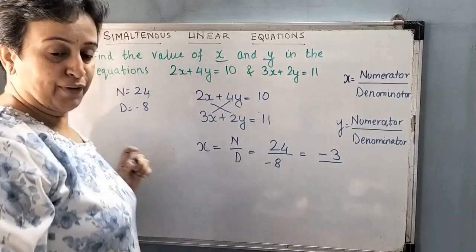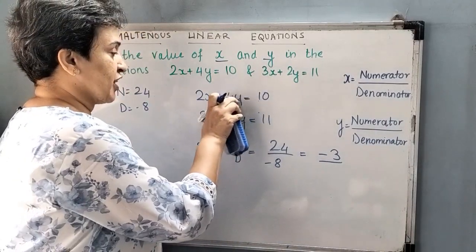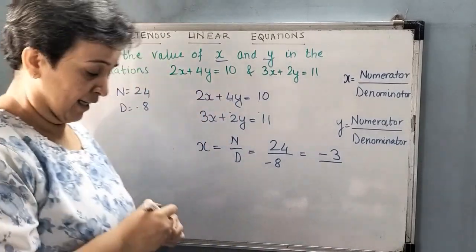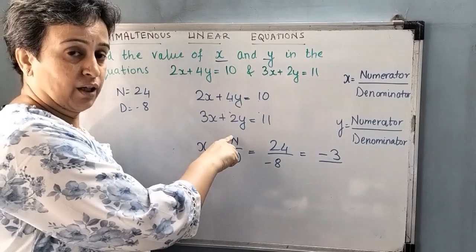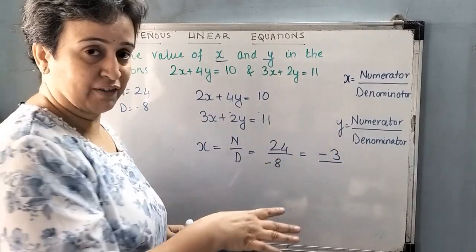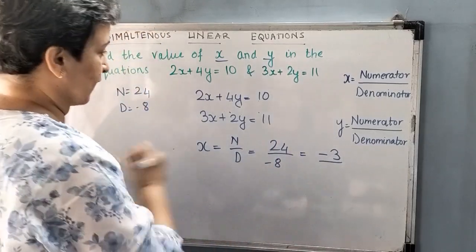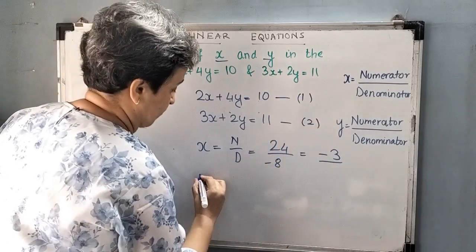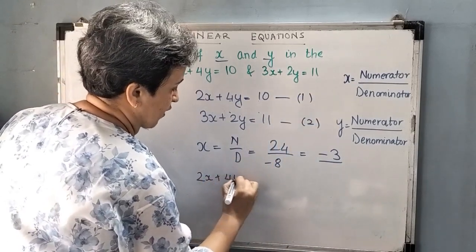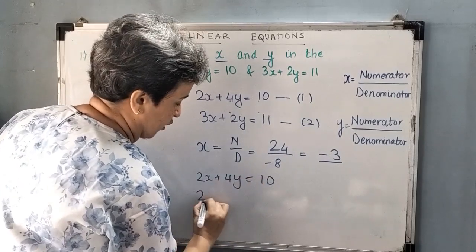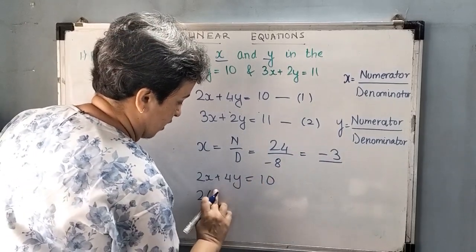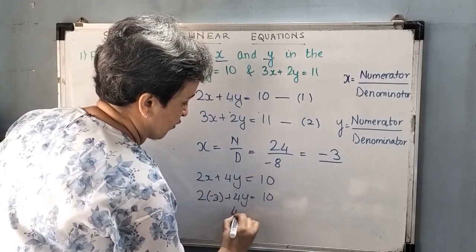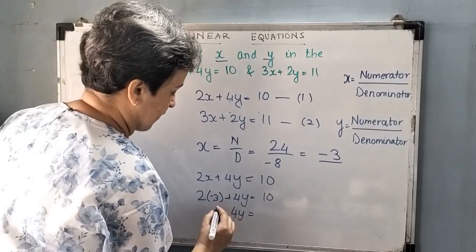Now I have got the value of x. In the question it is asked that I find the value of y as well. So to find the value of y, I can take either of the equations and substitute the value of x in it. That's it. So I will take the first equation, 2x plus 4y equal to 10. So 2 into minus 3 plus 4y equal to 10. 4y equal to 10 minus, minus 6.